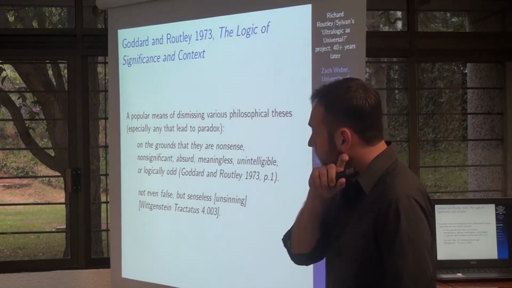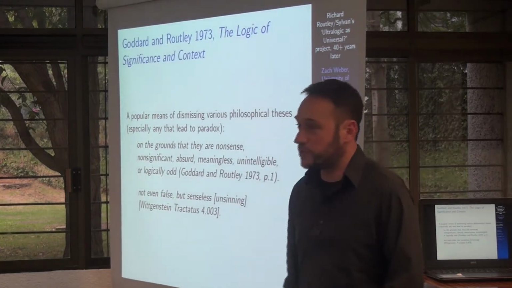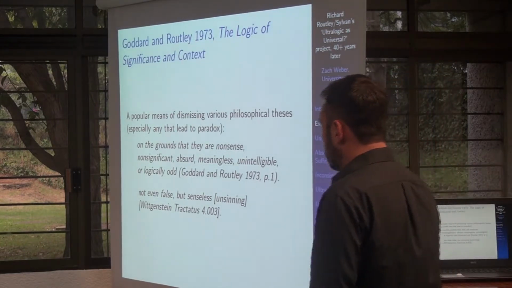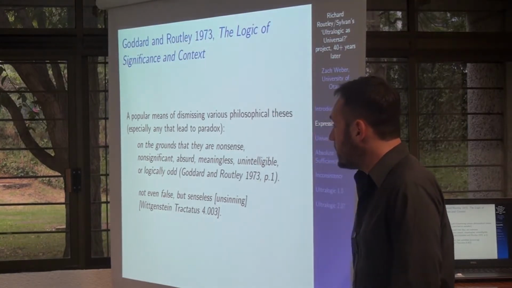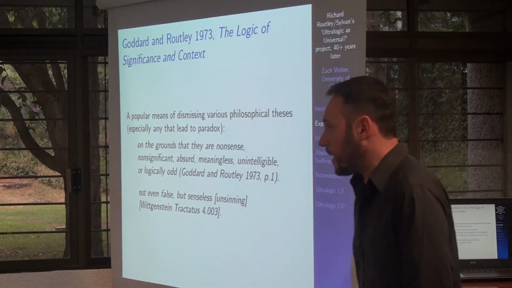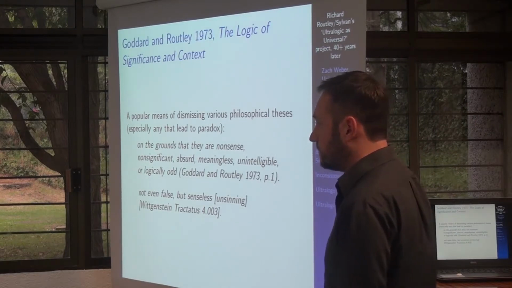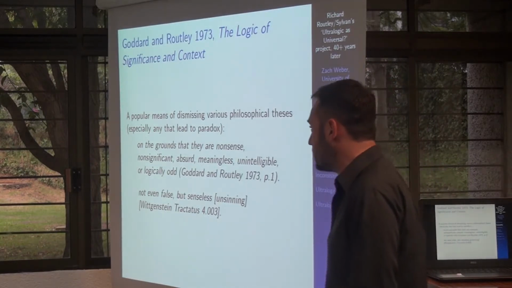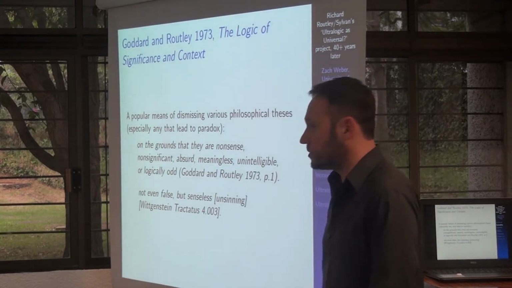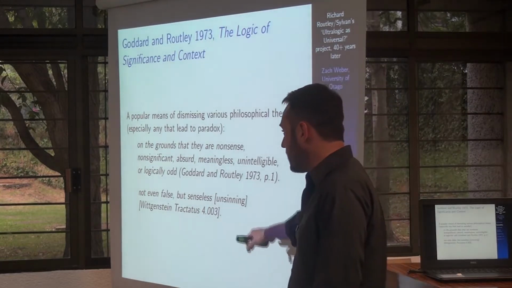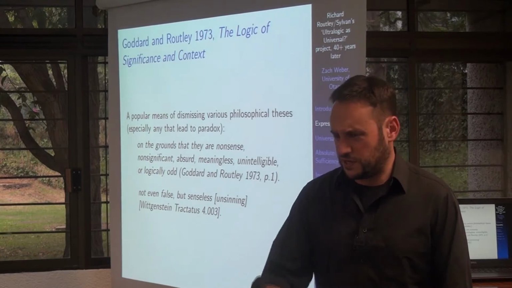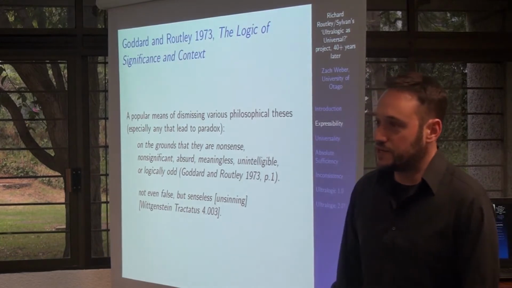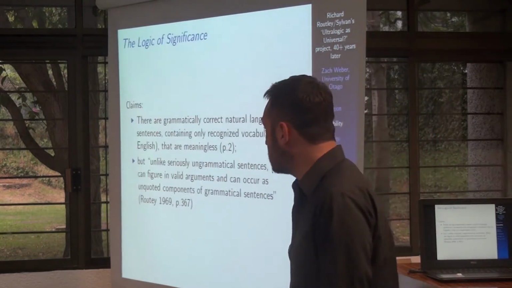So in 1973, Len Goddard and Richard Routley wrote a book called The Logic of Significance and Context. This is a very nice book that is somewhat overlooked. Their concern is with a then, and I think still, popular means of dismissing various bits of philosophy, not arguing against, but just dismissing them on the grounds that they are nonsense or non-significant, absurd, meaningless, unintelligible, or just odd, which is an echo of Wittgenstein. It's to say, these things are not even false, they're just senseless. And their concern is to say that that is not a good way of dismissing things.